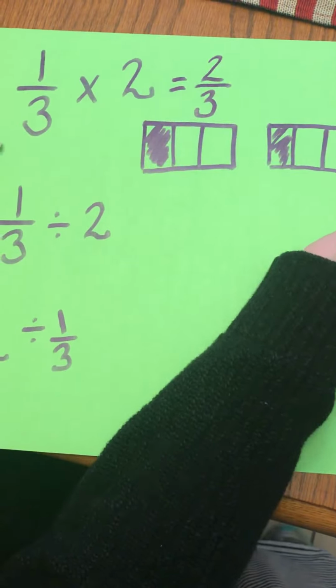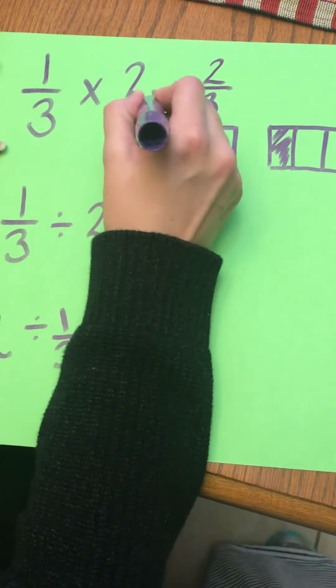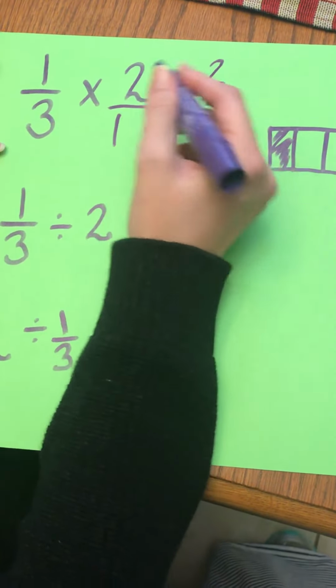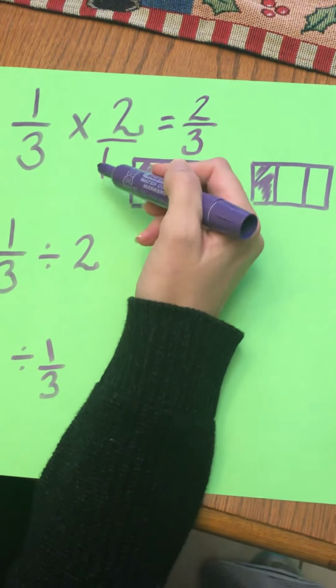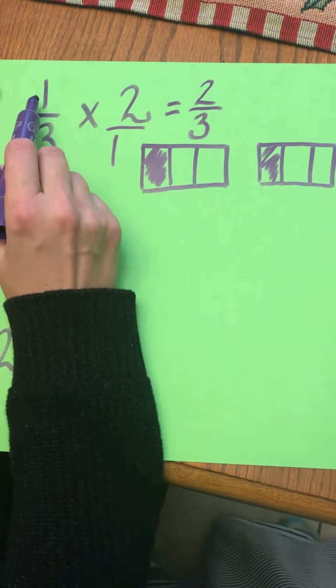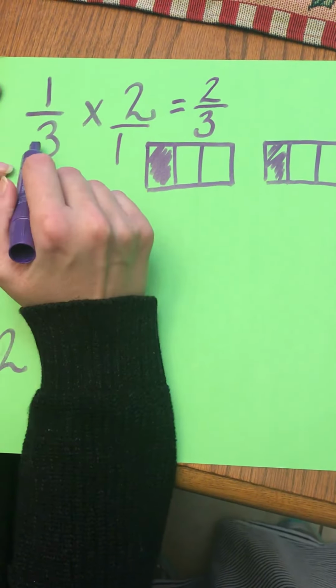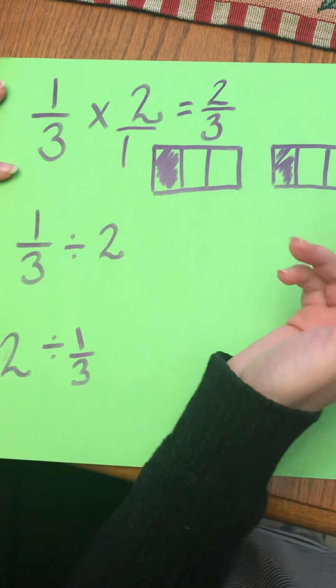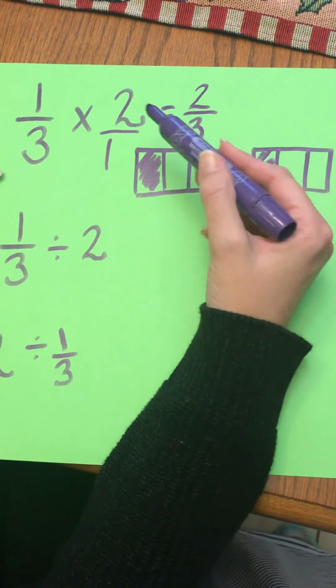If it helps also, I could put a 1 underneath the 2 because I can turn any whole number into a fraction by putting a 1 underneath it. And just like we do with fractions, I multiply the numerators. 1 times 2 gives me 2, and then I multiply the denominators. So that's another way that you can check to make sure that you're doing this correctly.